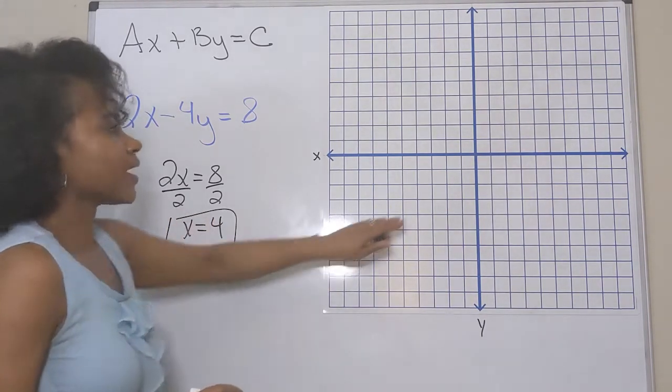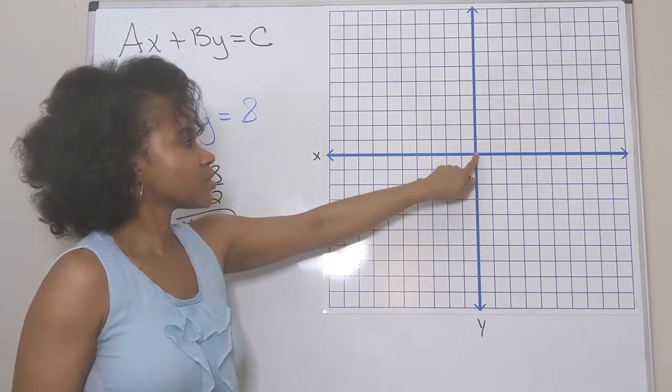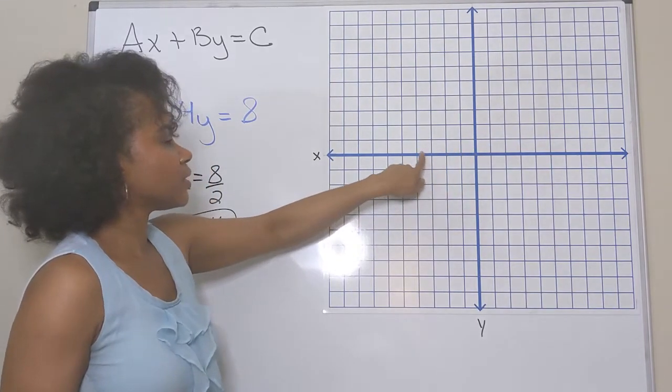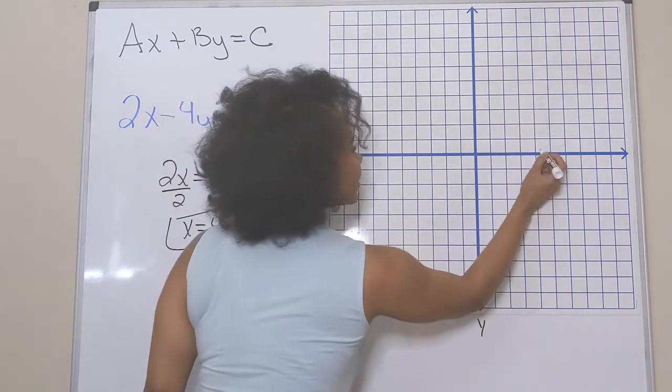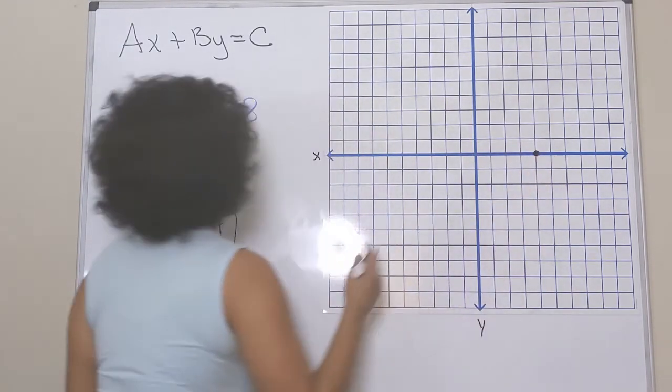I plot 4 on my x-axis. Start at 0, 0, 1, 2, 3, 4. Oh, I'm counting back. Positive 4. 1, 2, 3, 4. There we go. Not negative 4. All right.